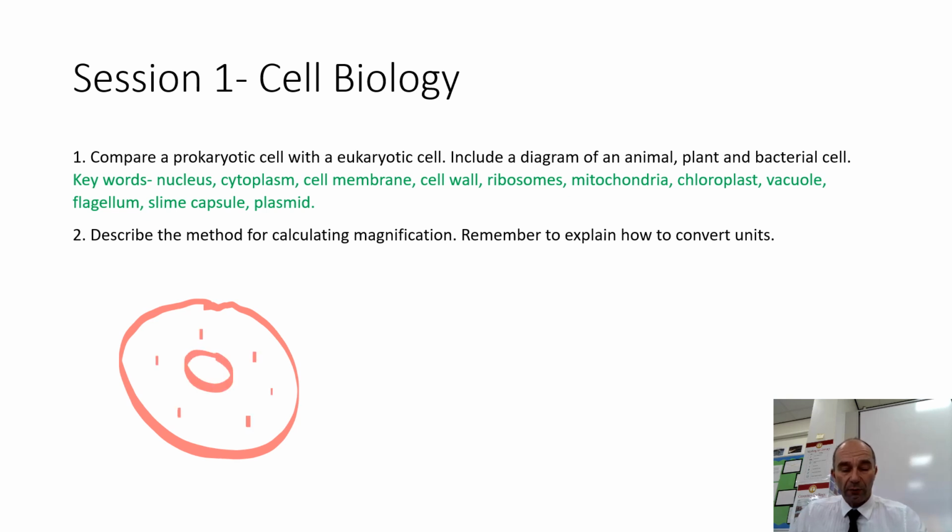We've got 5 labels on it, just to give you a reminder, and that is the kind of diagram we're expecting to have in your exercise books. You're going to do that for the other 2 types of cells as well. The second activity is for you to describe the method for calculating magnification, and you also need to remember to explain how to convert the units.